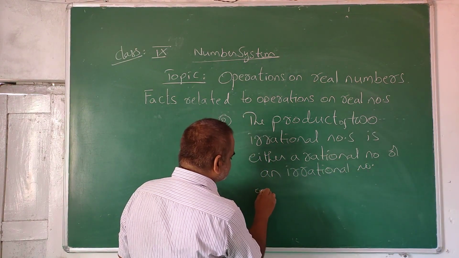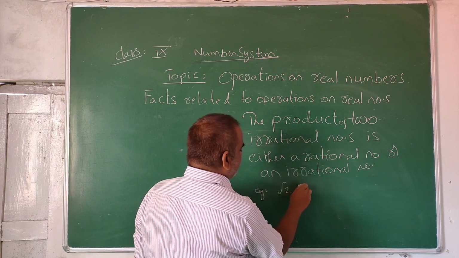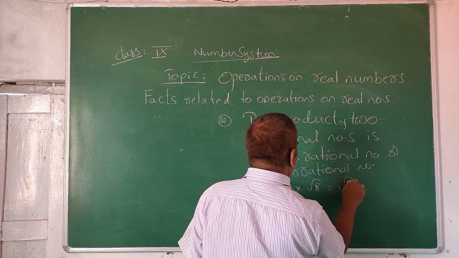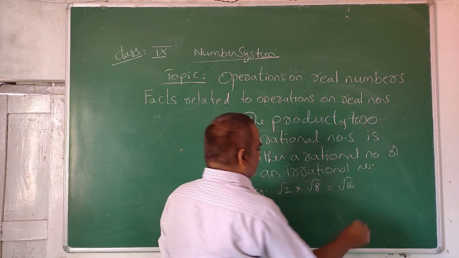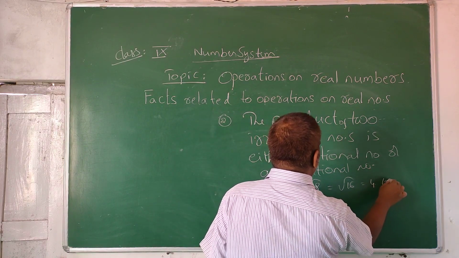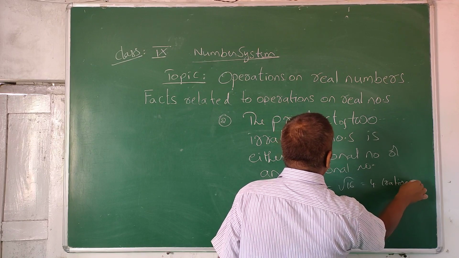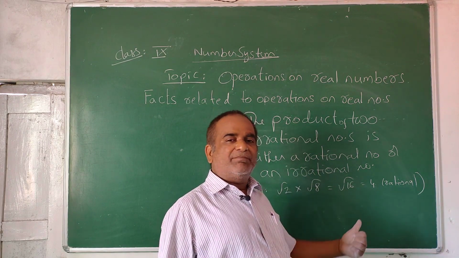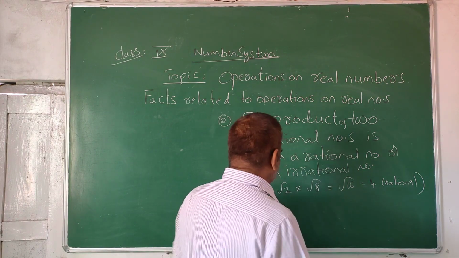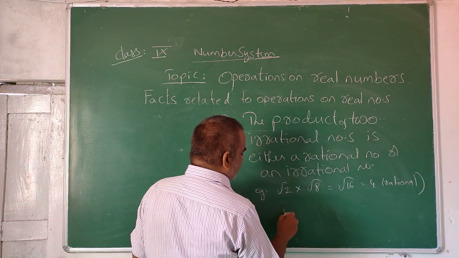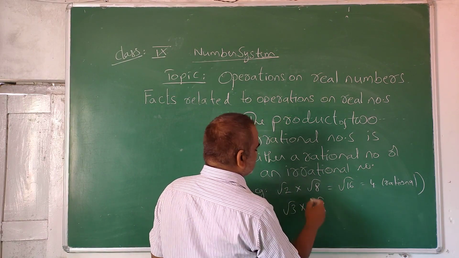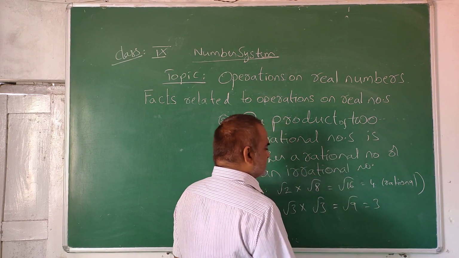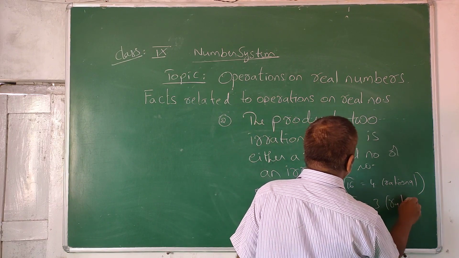See, for example, root 2 is an irrational number, root 8 is also an irrational number, and if you go for their product, you get root 16, which is equal to 4. It is a rational number. Please do understand this point. So here you have multiplied two irrational numbers. In return, the product is a rational number. Now take another example, root 3 into root 3. So you are multiplying two irrational numbers. It is root 9, it is 3. So the product is a rational number.